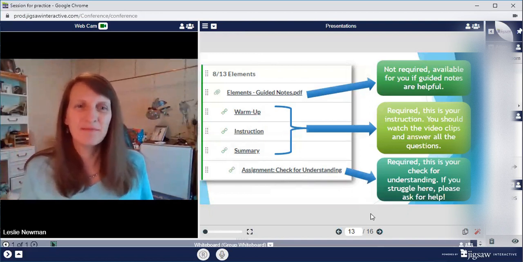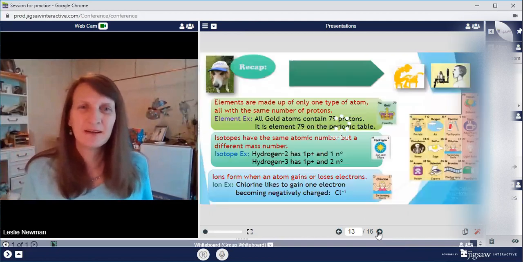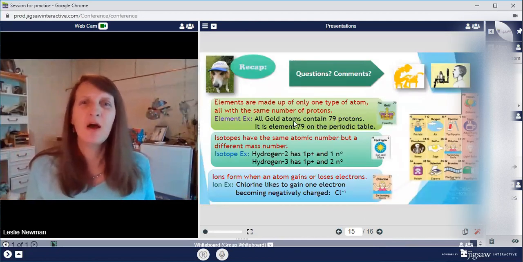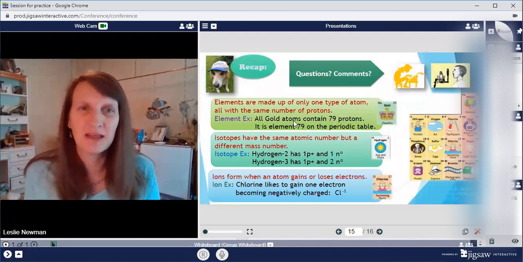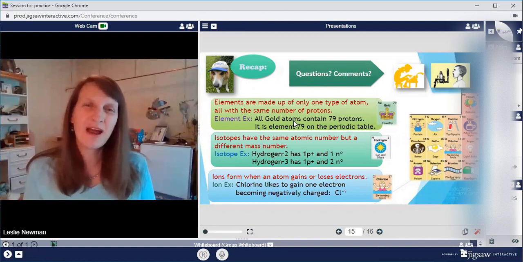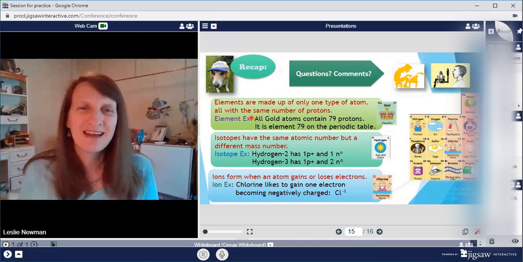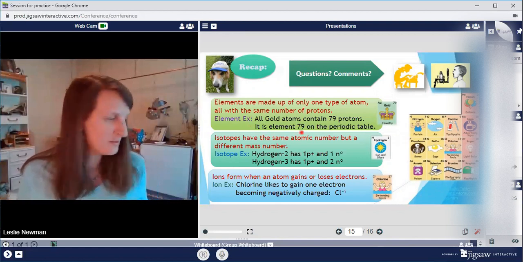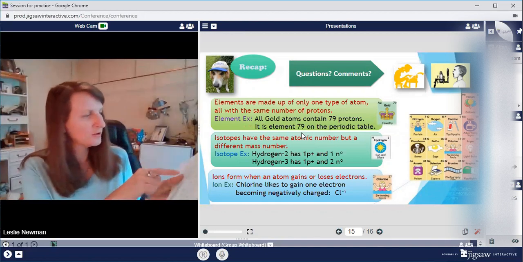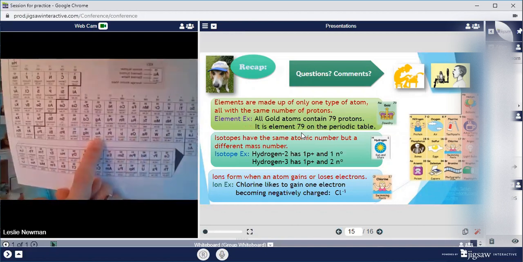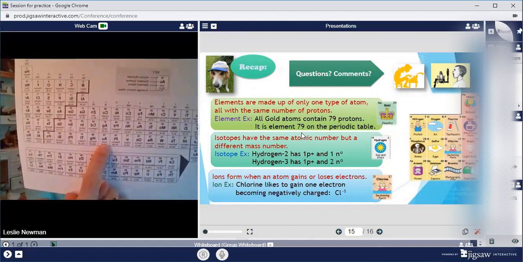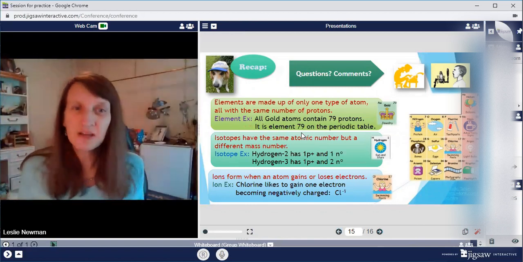All right, I am back for the summary. Hopefully from watching the elements module, you have gained an understanding that elements are made up of one type of atom, like all gold atoms have 79 protons, and it's also number 79 on the periodic table, and gold is right there on the periodic table. It's number 79.